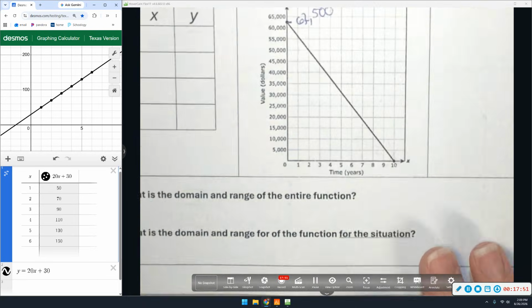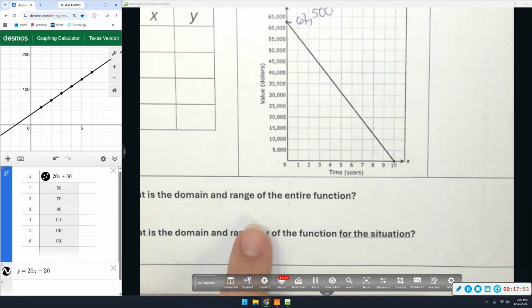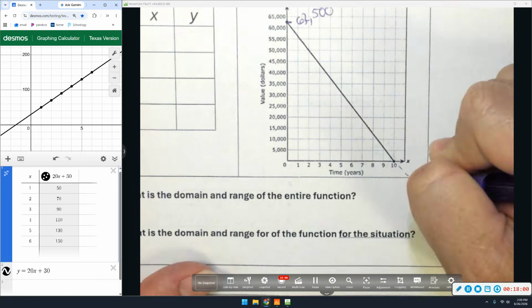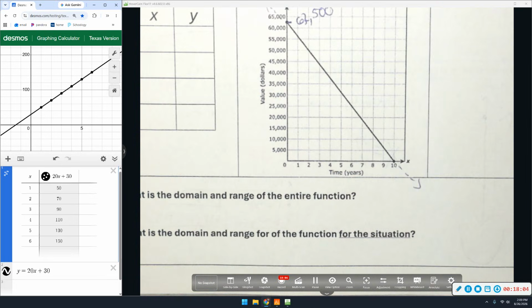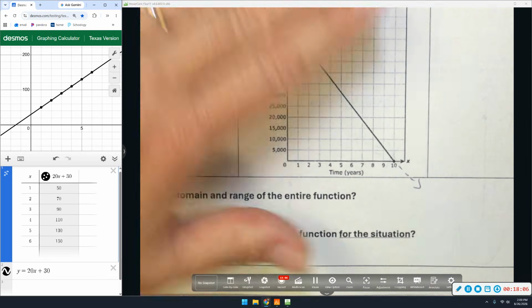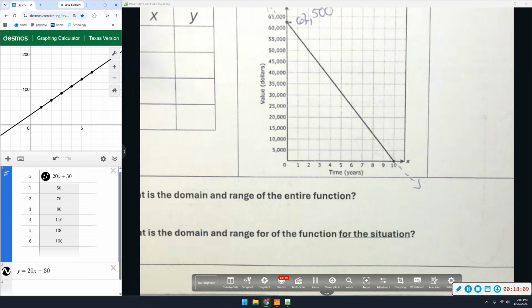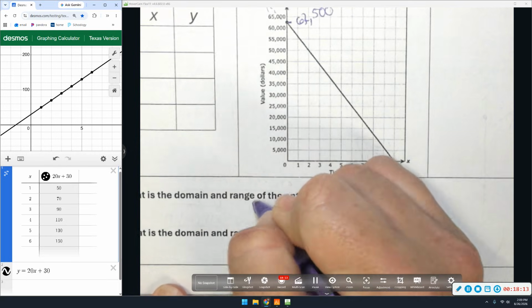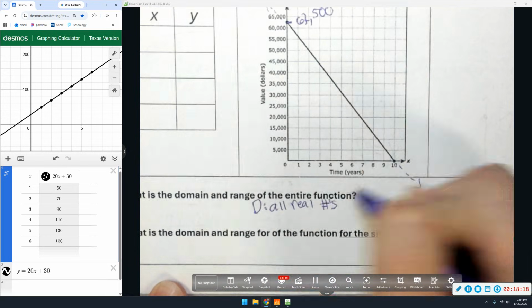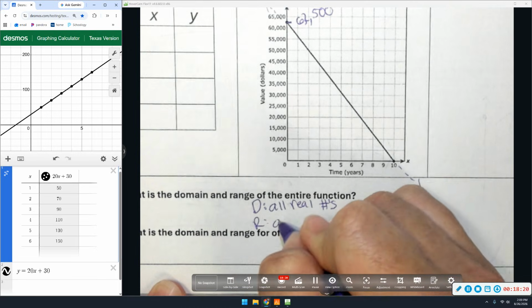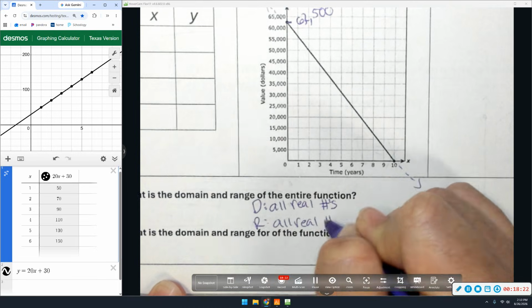Now, this first question, we're just going to do the domain and range questions at the bottom. This first question says, what is the domain and range of the entire function? Well, if I'm saying the entire function, I'm talking about the whole equation, meaning it's going to go on forever, both directions. Well, does it go left forever then? We're not looking at the story. We're not looking at the dots. We're thinking the whole line. Then it does go left forever, and it also goes right forever. So my domain would be all real numbers. And my range would also be all real numbers because it's also going down forever and up forever.